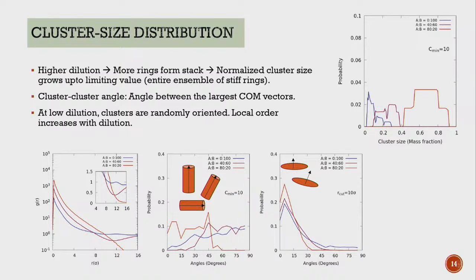Also at the ring level, we see that this ordering is happening, which is essentially the same plot as this one. We see that for the pure system there is a broader distribution, and the distribution decreases when we increase the dilution.